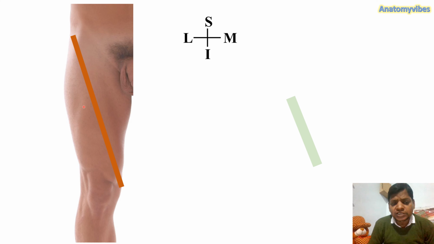Just deep to this sartorius muscle, almost in the middle one third of the thigh, we have the adductor canal, shown here. So just deep to the sartorius, a canal is formed that is known as the adductor canal. So here is the region of the femoral triangle, which you already know, in between the sartorius and the adductor longus muscle. Here will be the inguinal ligament.